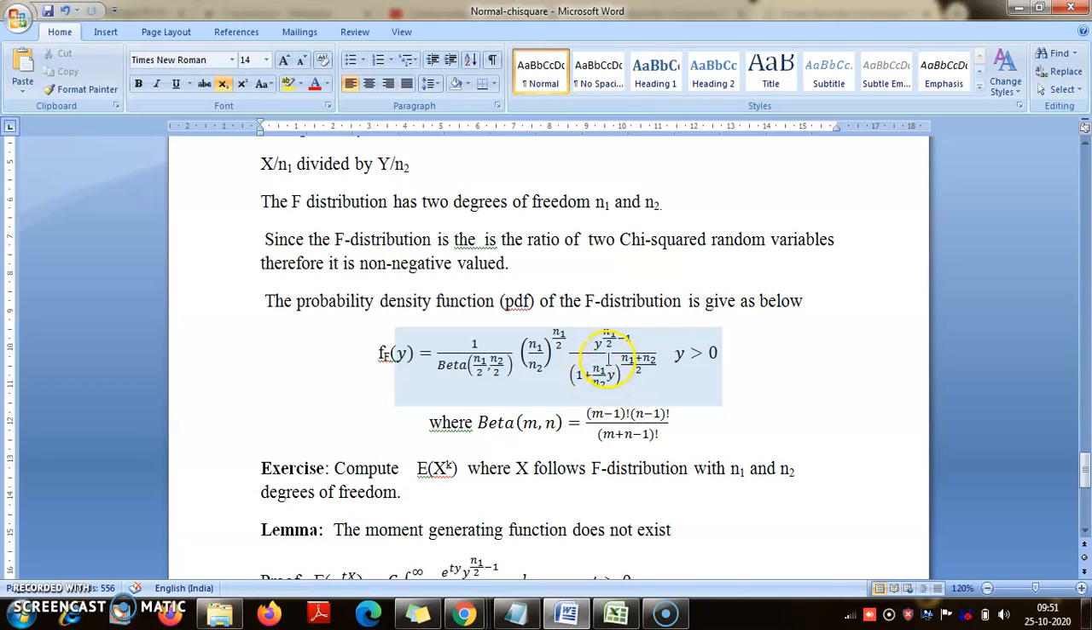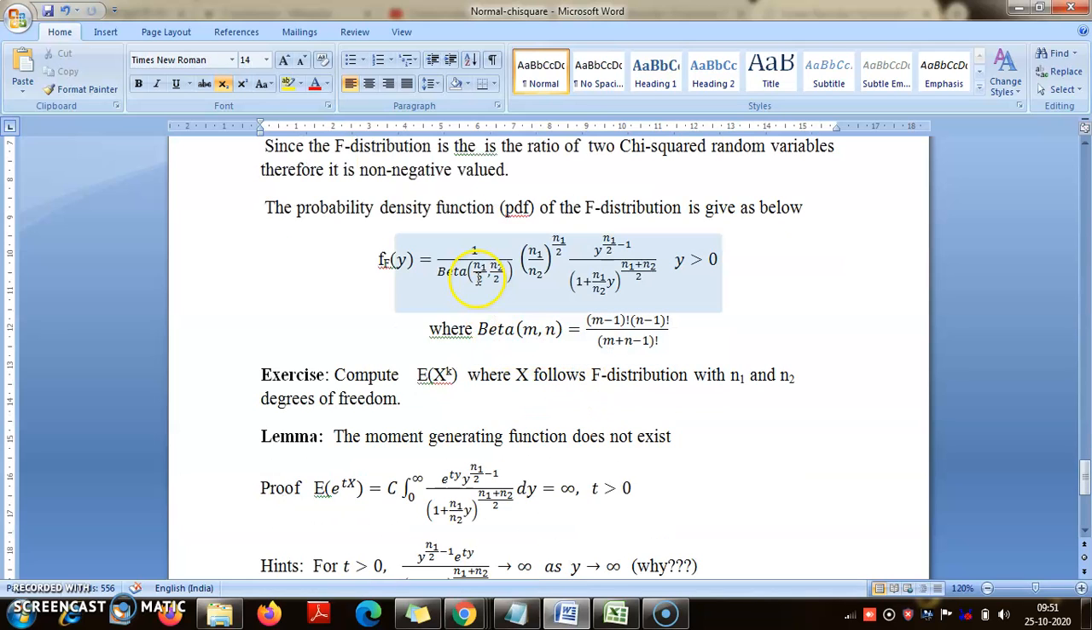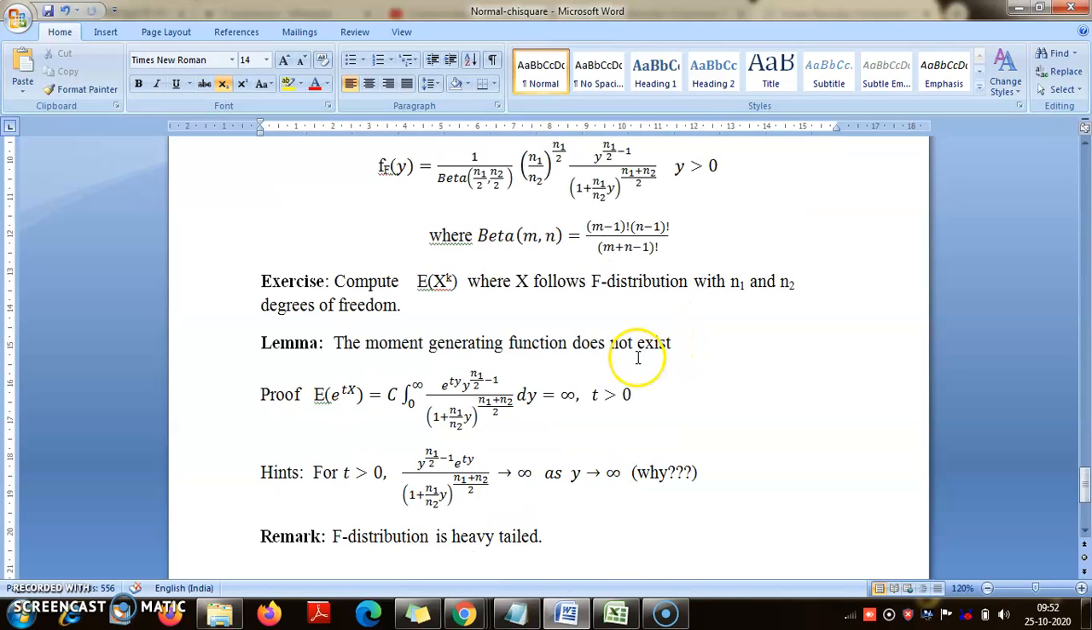This is also known as a beta distribution with parameters n1 by 2, n2 by 2. So F distribution is also a beta distribution, and in the denominator you see something called beta. This is a beta function that I have explained over here. So beta(m, n) is actually gamma m times gamma n divided by gamma (m plus n), and in terms of factorials it is (m minus 1) factorial (n minus 1) factorial divided by (m plus n minus 1) factorial. Now I leave it as an exercise for you to obtain the expectation of x to the power k, that is the kth order moment.